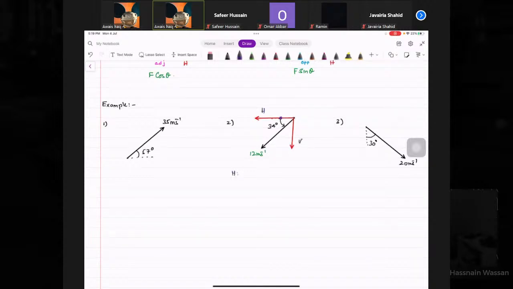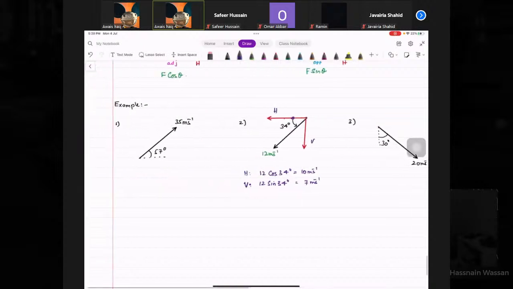So the horizontal component will be 12 times cos of 34. How do I know? Because the angle is next to that. And then for the vertical, it will be 12 sine of 34 because the angle is not next to it. So when I solve this, this should come out as 10 and this should come out as 7. Now, I want you people to do 1 and 2. Then I'm going to ask you. Okay? Go on.